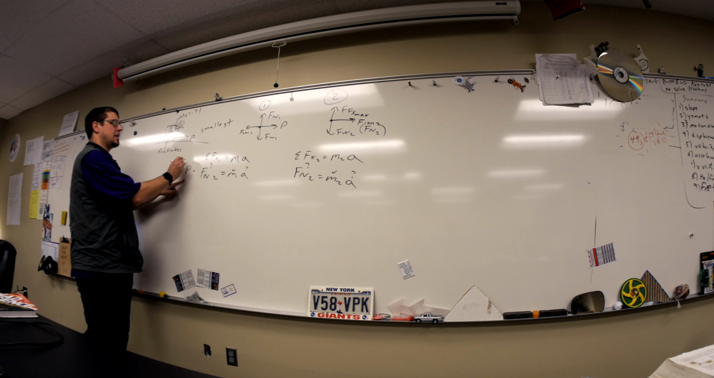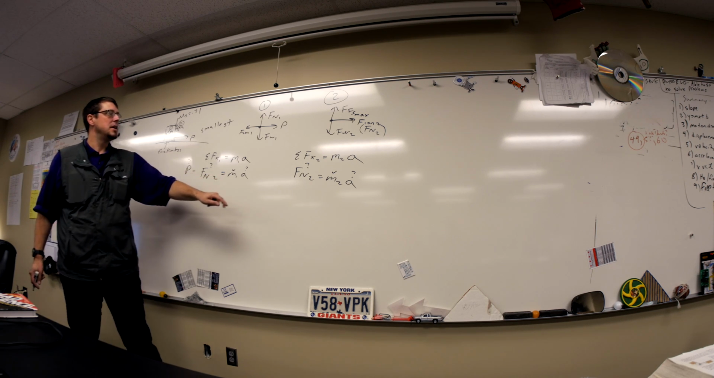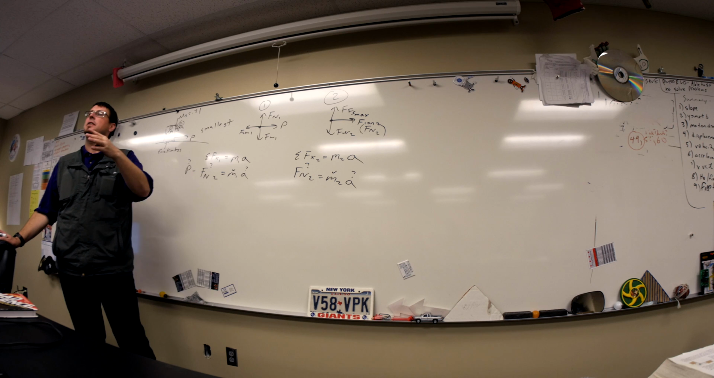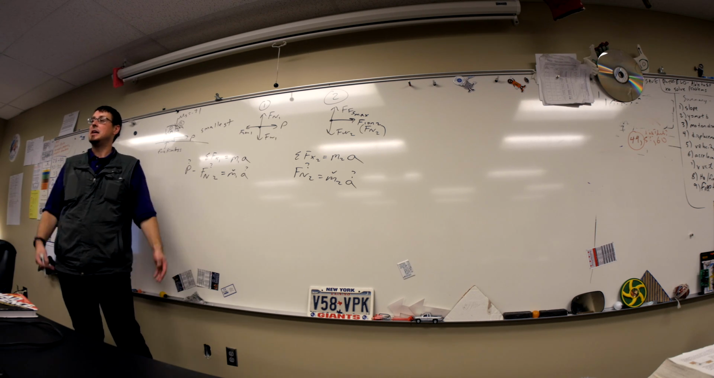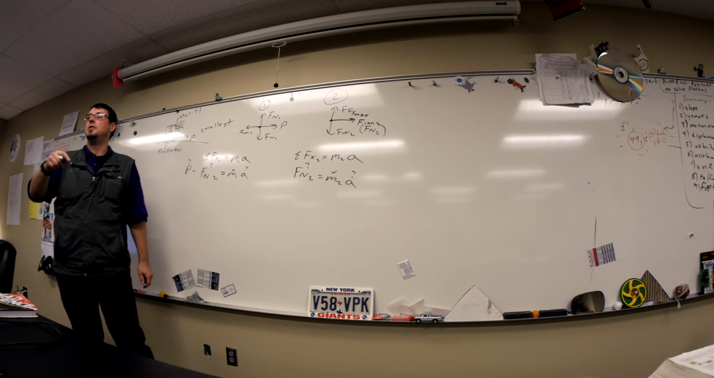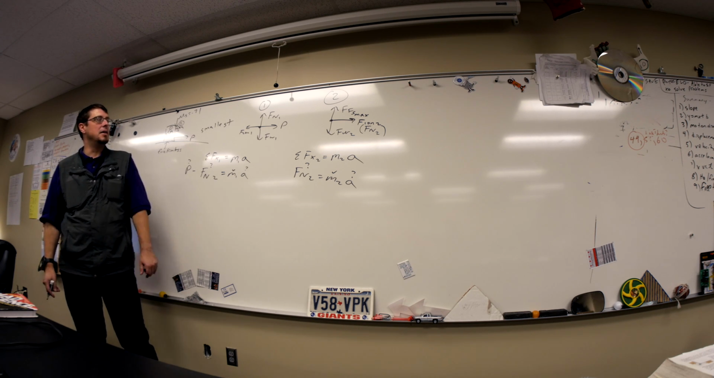Because here I have 3 unknowns. Here I have 2 more of the same. So I'm still at 3 unknowns with how many equations? 2. So I need more. I need as many equations at least as I have unknowns. So I'm going to go ahead now and sum forces more.